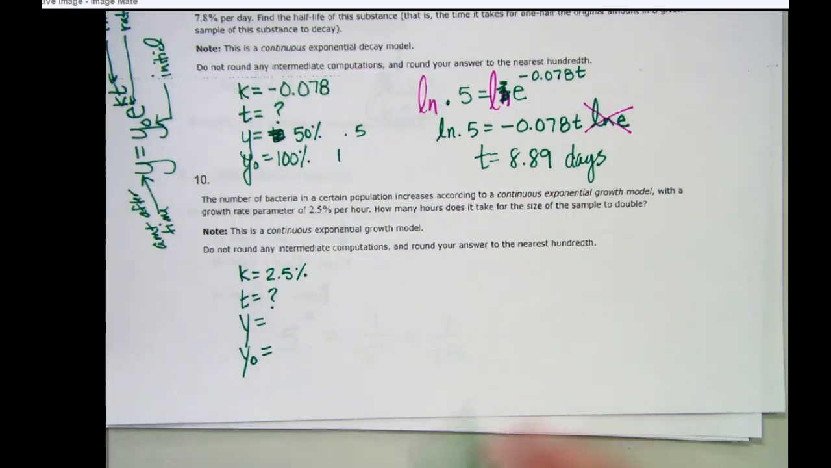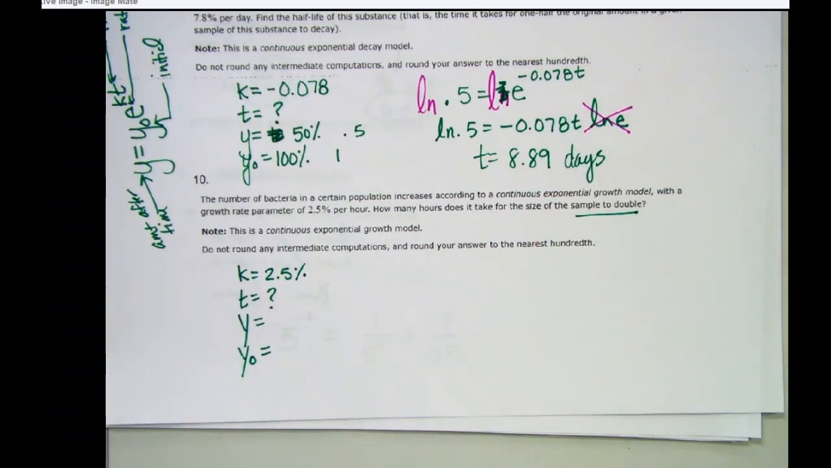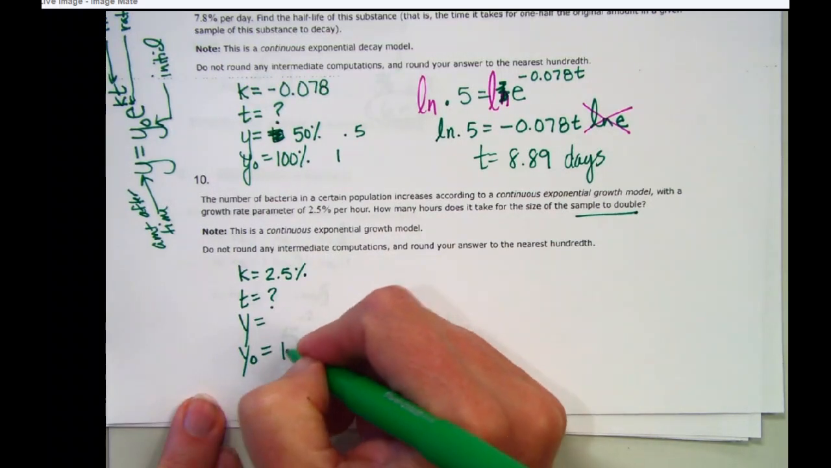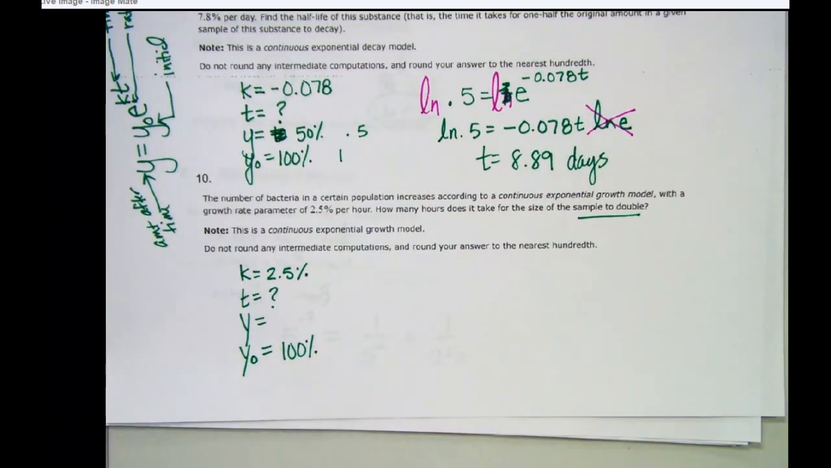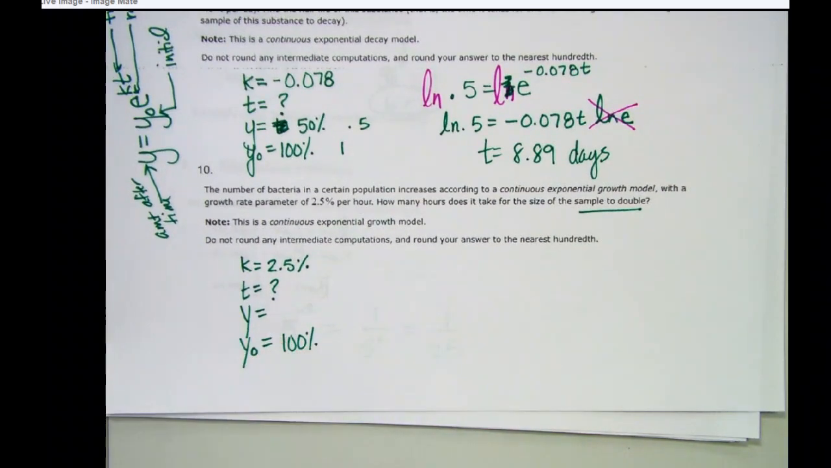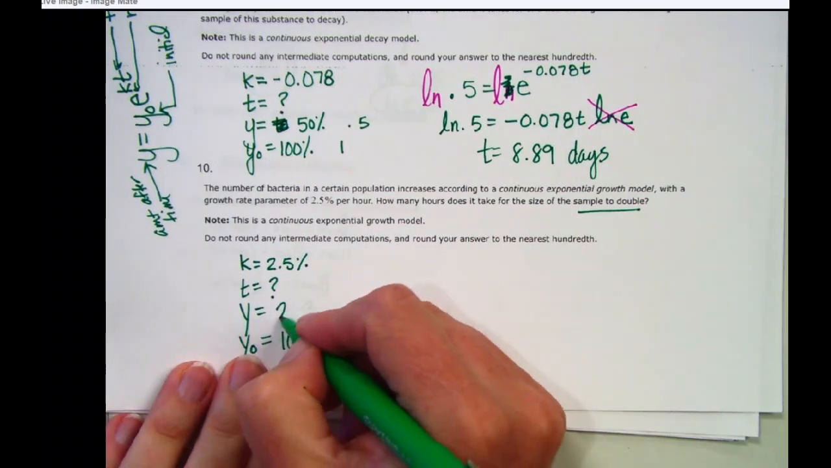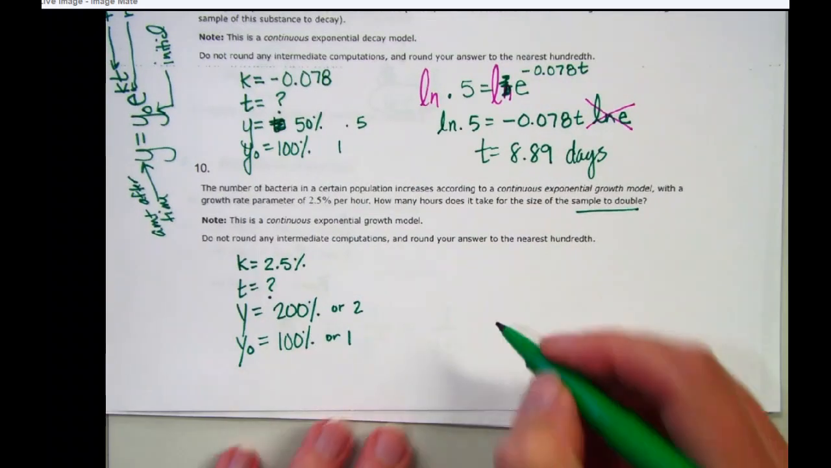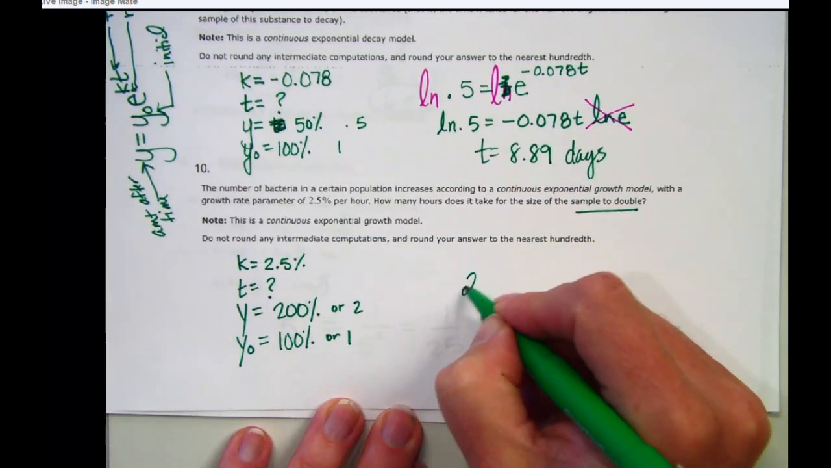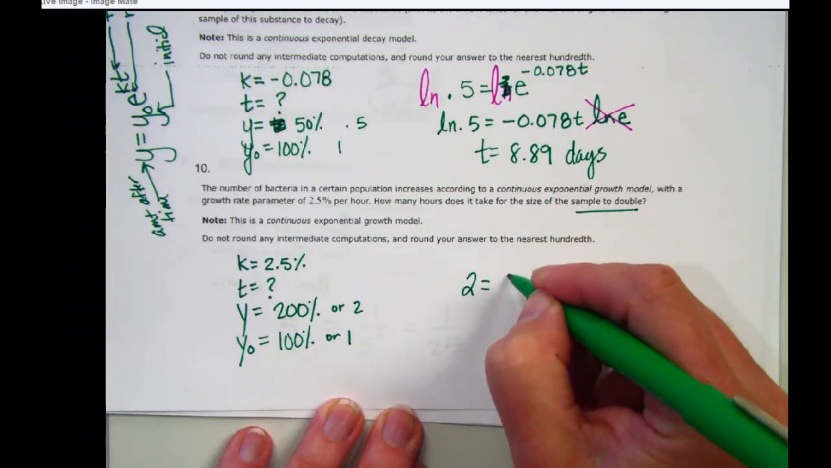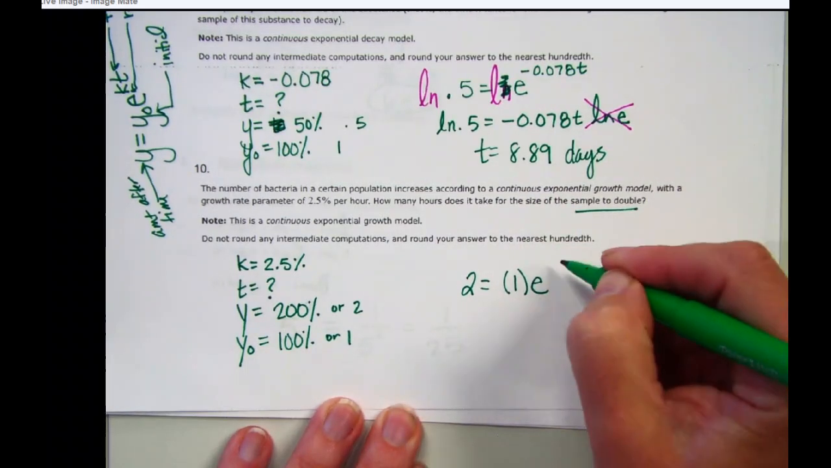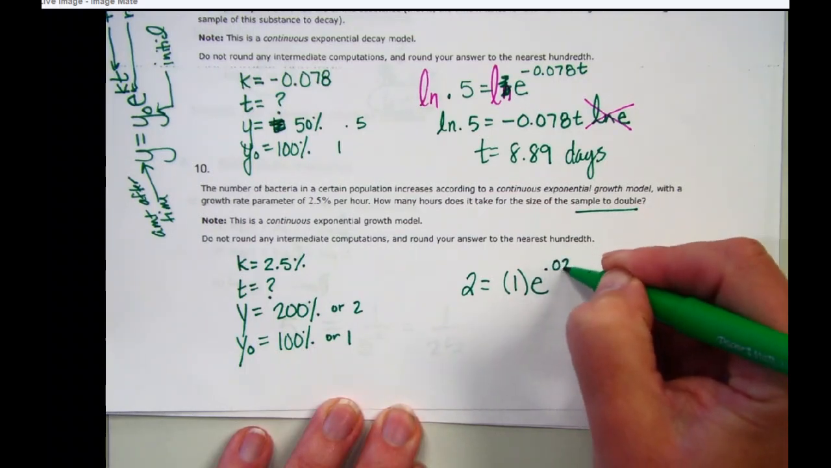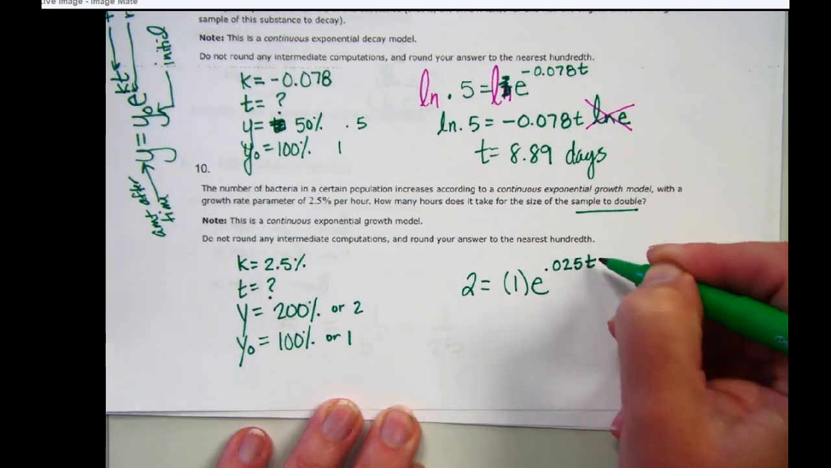So this time it says how many hours does it take for it to double? If it doesn't give us an amount, how much do you assume you had in the beginning? Yep, all of it, 100%. So after it doubles, how much would we have? 200%. Or 2, or 1. So now we've got 2 equals 1 e raised to the 0.025 t.